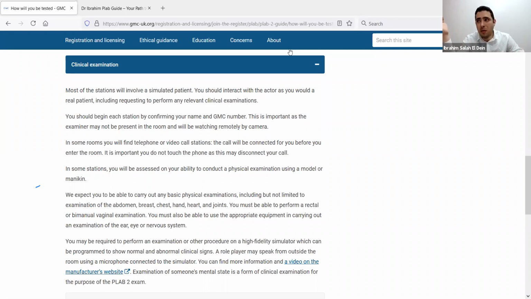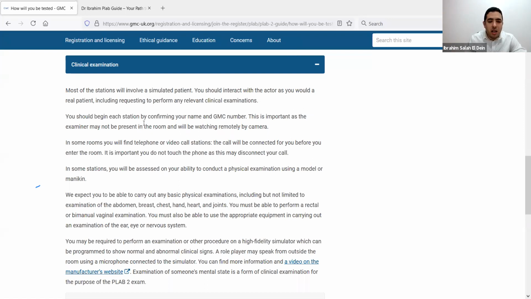Actually, starting from the COVID pandemic, examination on a real person didn't come in the exam. You will do any relevant examination on a mannequin, so you will mention this to the patient. Also because of this pandemic, many examinations and many procedures were excluded from the exam. It is good, actually.